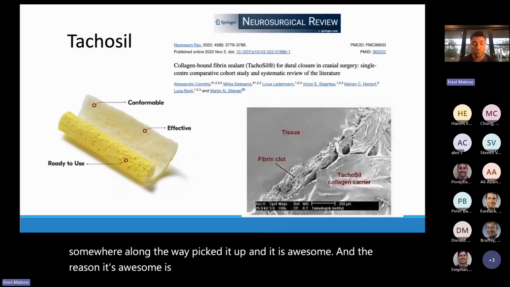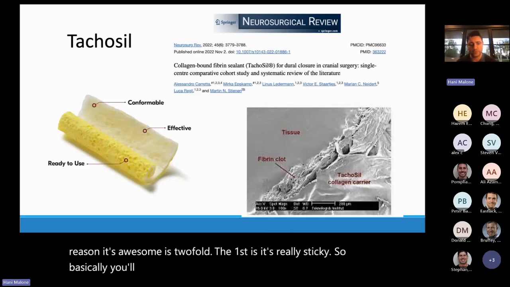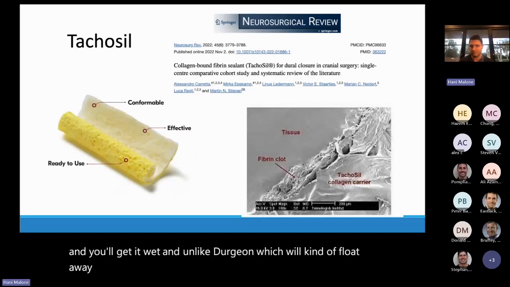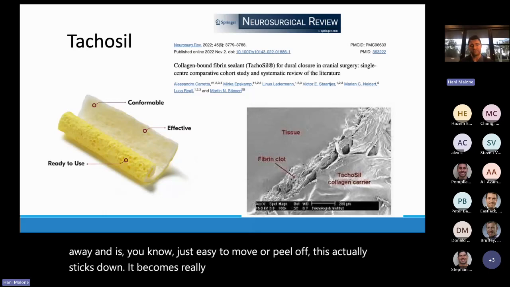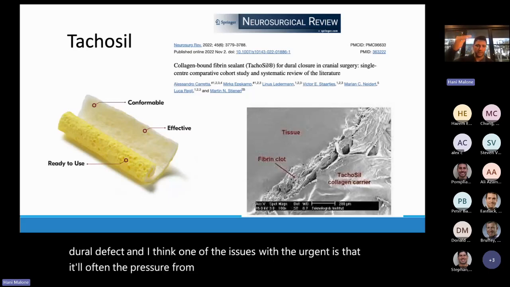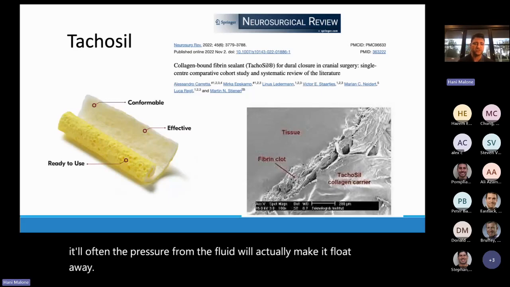The first is it's really sticky. So basically, you'll cut a piece and you put it over the durotomy site, and you'll get it wet. And unlike Durgin, which will kind of float away and is just easy to move or peel off, this actually sticks down and becomes really sticky. And so it will stay over the dural defect. And I think one of the issues with Durgin is that the pressure from the fluid will actually make it float away. This stuff is super sticky.